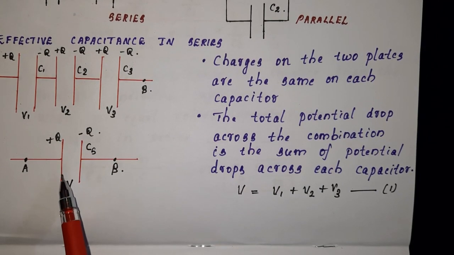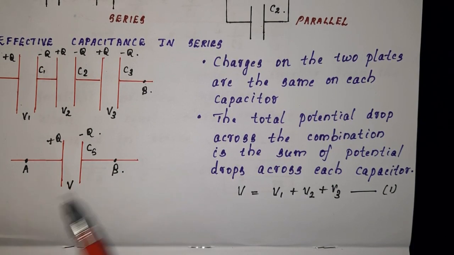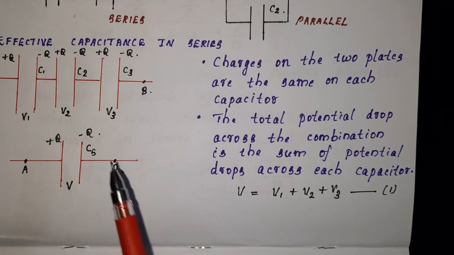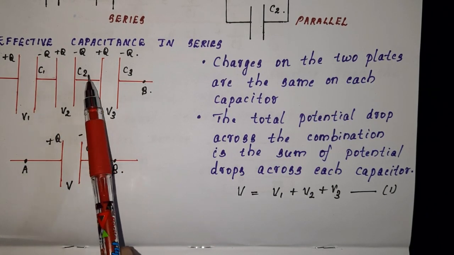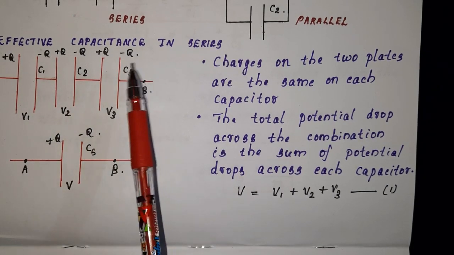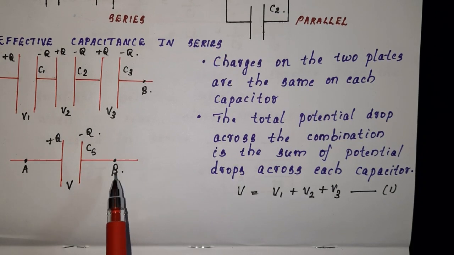Now this diagram shows the equivalent capacitor. That means the three capacitors are replaced by a single capacitor. It is called equivalent capacitance or effective capacitance. We took it as CS, S stands for series. When the three capacitors are replaced by a single one, the charge remains the same. These two get neutralized, so what remains is plus Q and minus Q. So the charge on the capacitor plates is the same. Potential difference I wrote as V, and between the same points A and B we are connecting.